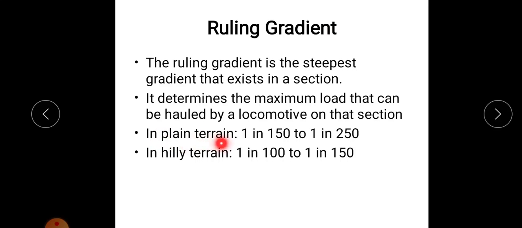And in plain terrain, this ruling gradient is 1 in 150 to 1 in 250, and in hilly terrain, this ruling gradient is 1 in 100 to 1 in 150.